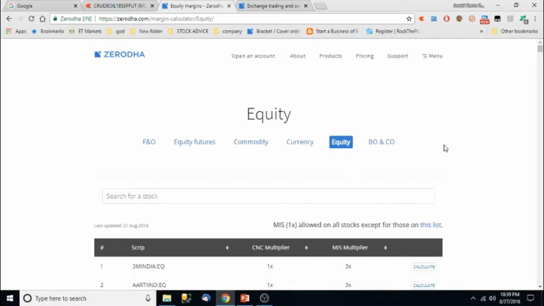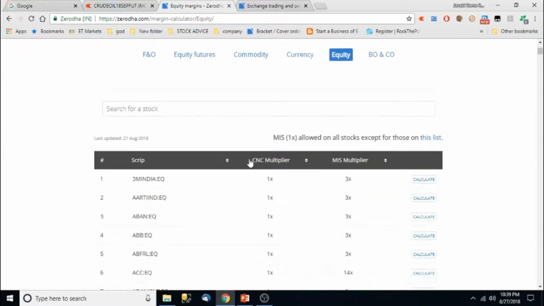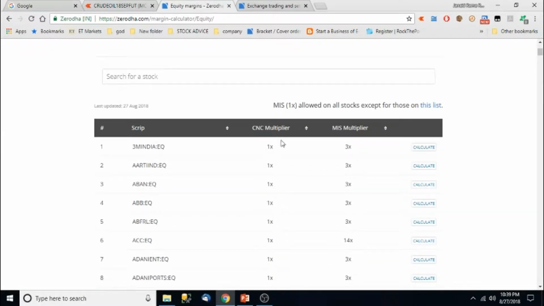Equity is one of the segments. Here you can see the different segments available. We'll see them one by one. The first important thing is equity, which is very important for any investor. In CNC, which means cash and carry, we get no leverage, because we have to pay the full amount to buy a particular stock and hold it in our demat account.